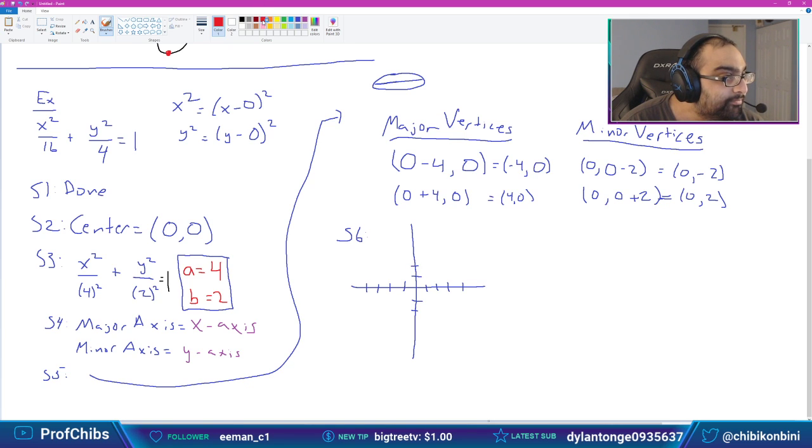All right. Put these points down here. Our major axis here, we have 4 comma 0. We have negative 4 comma 0. We have 0 comma minus 2. We have 0 comma 2. And now we just go ahead and connect the dots here into a nice oval-ish type of shape.